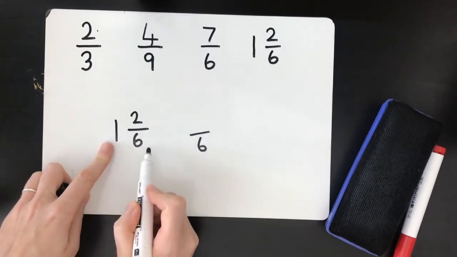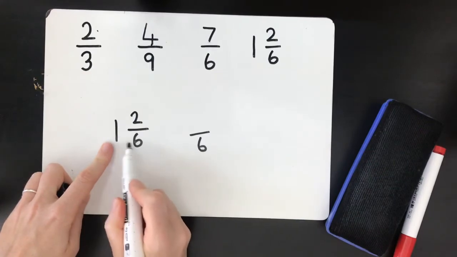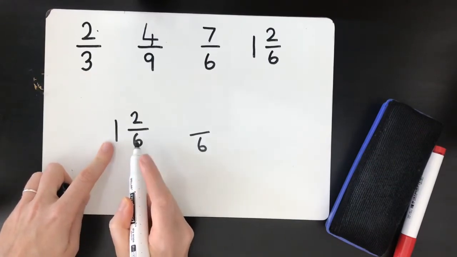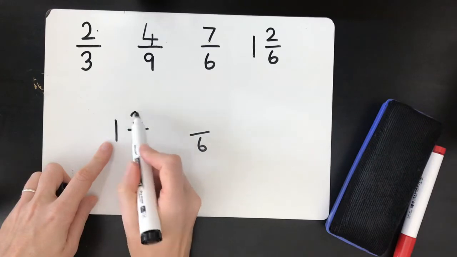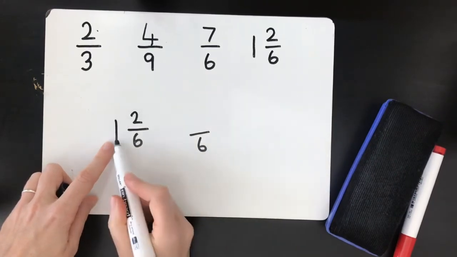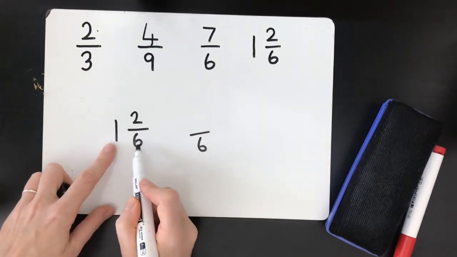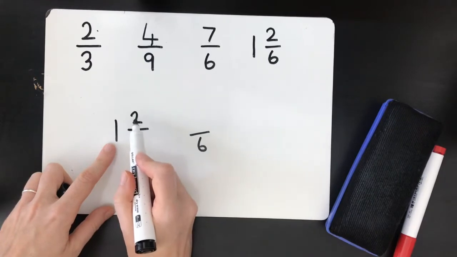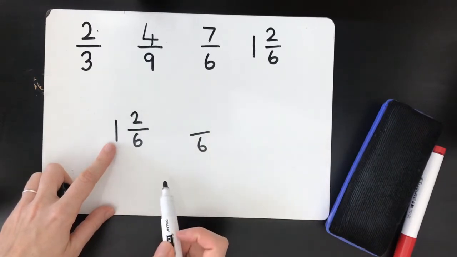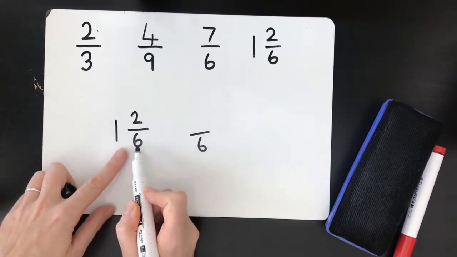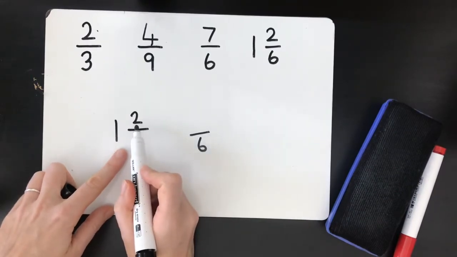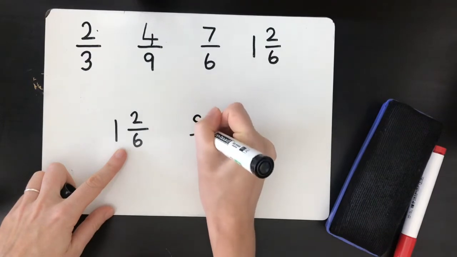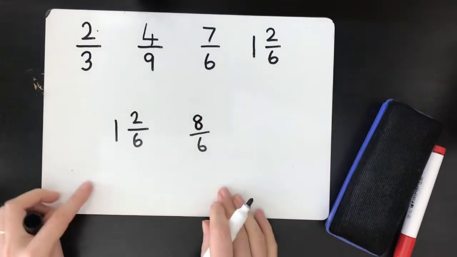So we're going to have 1 whole, 6 out of 6. 1 times 6 is 6. And then you're going to add on your parts. So we've got 2. So it's 1 times 6 plus 2. 1 times 6 is 6, plus 2 is 8. So that is how we find our improper fraction.